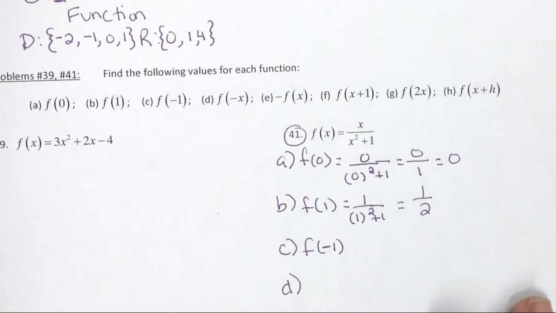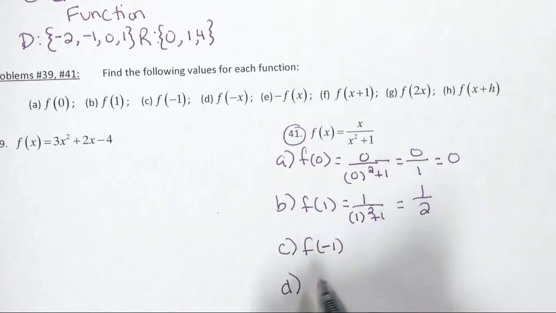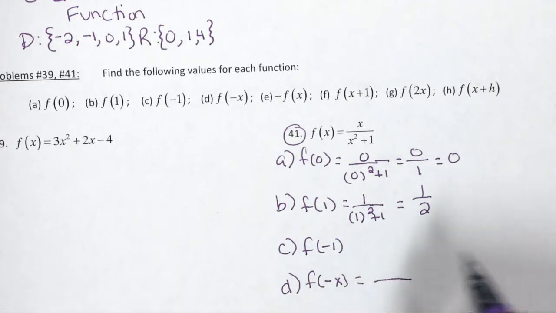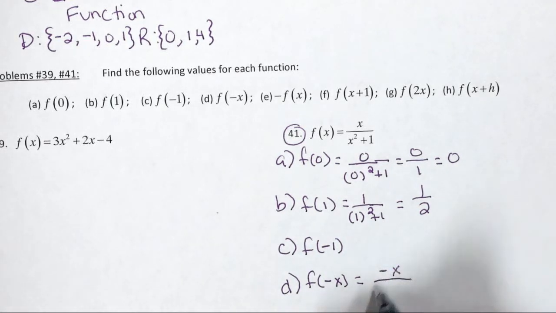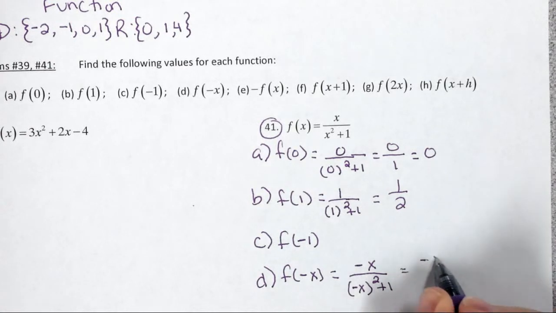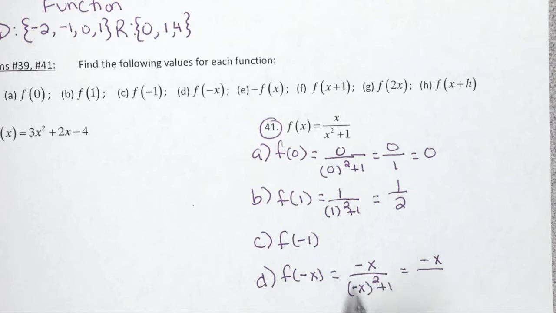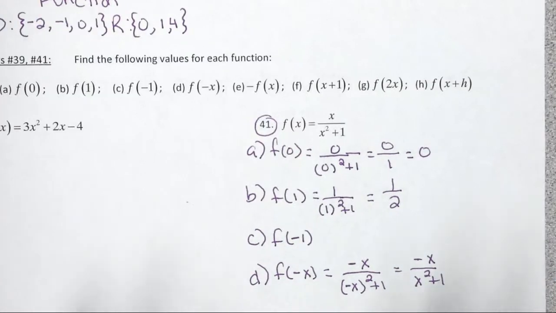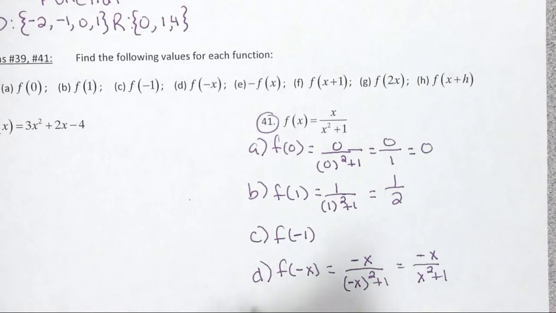Letter D, they want me to plug in a -x. So everywhere there's an x, I'm going to put in a -x. So -x over -x squared plus 1. A -x on top. On bottom, anything squared will be positive, so I'm going to be left with +x squared plus 1. That's all you can do. You're done.